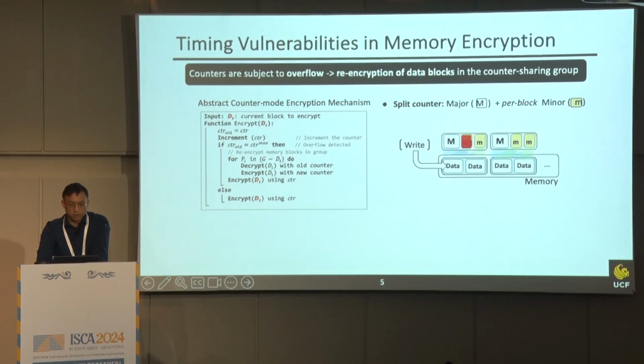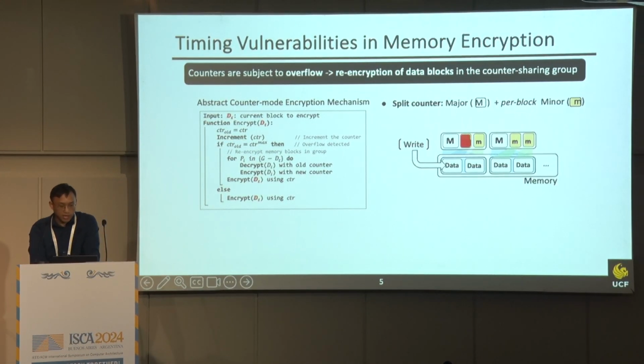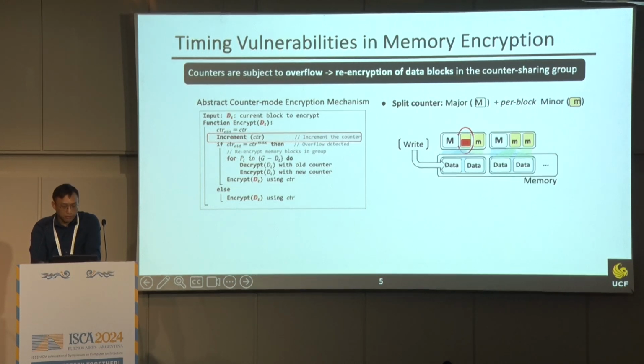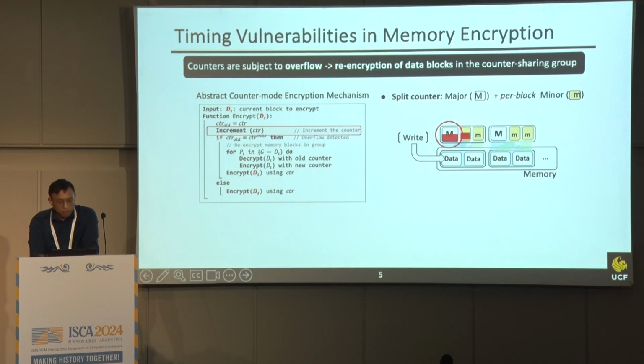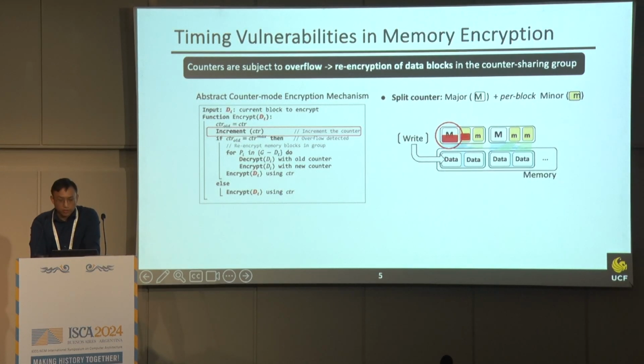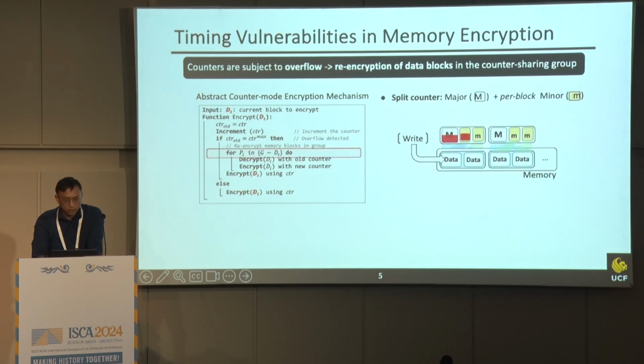When this minor counter is saturated and another write comes in, it will lead to an overflow, which is detected by the underlying processor mechanism, and leads to a wraparound of the minor counter, and we have to increment the major counter now. In this case, we have to issue a re-encryption of all the data blocks that share the same major counter, which is shown in the for loop here, where we do this re-encryption for every single block in this sharing group.